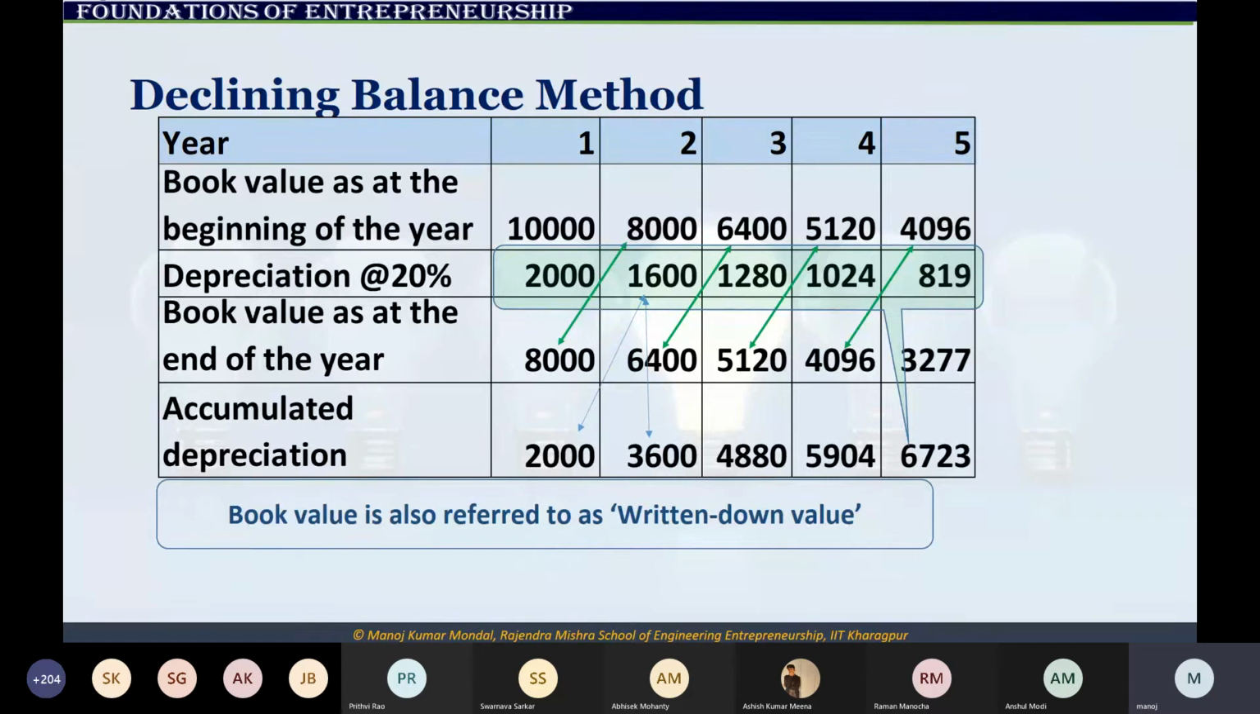So that is why there is no salvage value concept. Again, the same thing shown differently for the reducing balance or declining value method. 10,000 rupees is the procurement price. In the first year, you allow depreciation at 20%. So 10,000 minus 2,000 becomes 8,000 rupees at the end of the first year. This becomes the opening value in the second year.